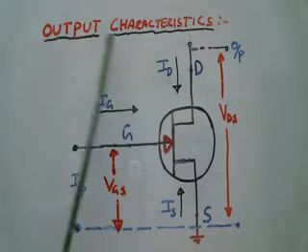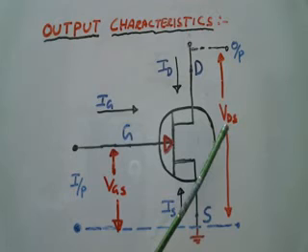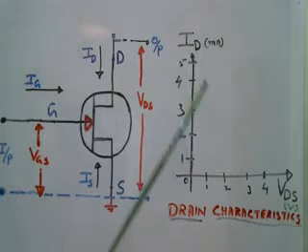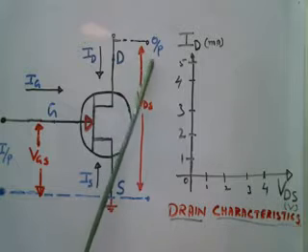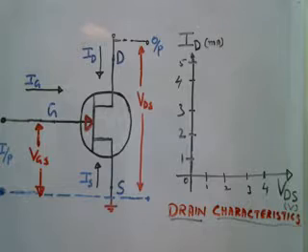So output characteristics are drawn between output current ID versus output voltage VDS. Output characteristics are also called drain characteristics. VDS is the voltage between drain and source, and ID is the drain current, the output current.